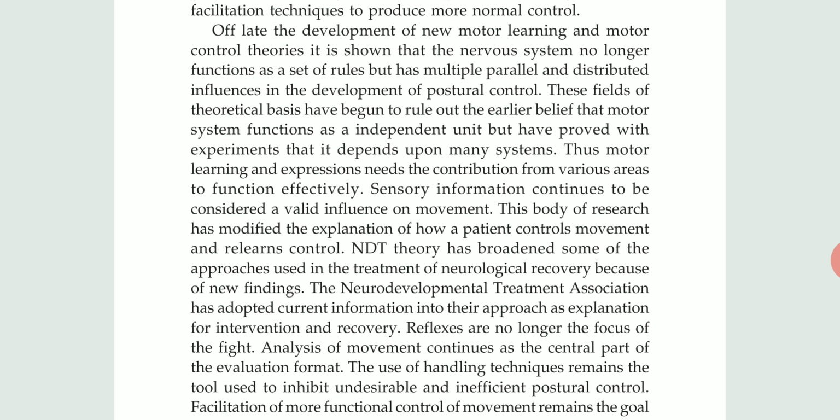Of late, with the development of new motor learning and motor control theories, it is shown that the nervous system no longer functions as a set of rules but has multiple parallel and distributed influences in the development of postural control. These fields of theoretical basis have begun to rule out the earlier belief that motor systems function as an independent unit, and have proved with experiments that it depends upon many systems. Thus, motor learning and expression need the contribution from various areas to function effectively.